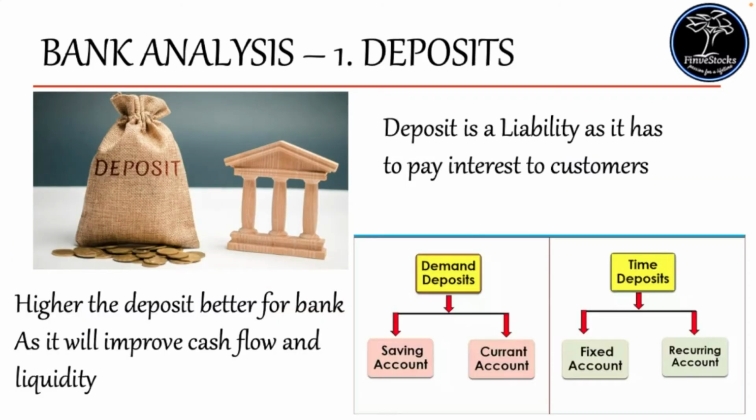First one is the deposits. Deposits are the money which we give to the bank. In turn, the bank will give interest for that. So it is an income for us, but for banks, it's a liability as it has to pay interest for that money. Deposits are of 2 types: demand deposits and time deposits. Demand deposits are deposits which the bank will get through savings accounts as well as current accounts, whereas time deposits are based on timeline, like fixed accounts and recurring accounts. So the higher the deposits, the better for the banks as it will improve cash flow as well as liquidity.